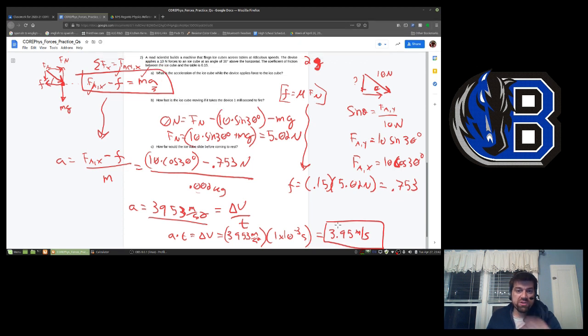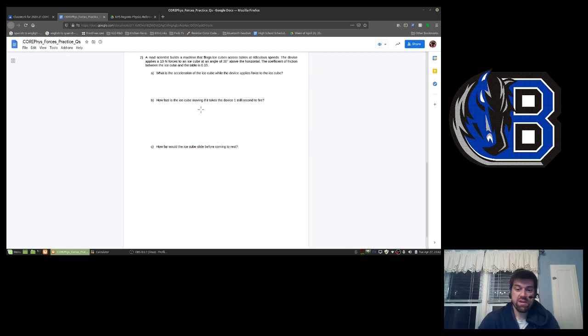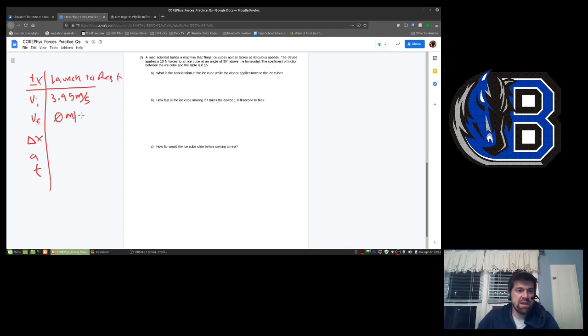See what you got. How far would the ice cube slide before coming to rest? So there's my initial velocity. The situation is going to change a little bit, but let's get this on the board. 3.95 meters per second is how fast they come out. This is from launch to rest, because I'm going to slide to a stop. I want to know how far that happens. And the question is, what's the acceleration? It's not that super big acceleration.